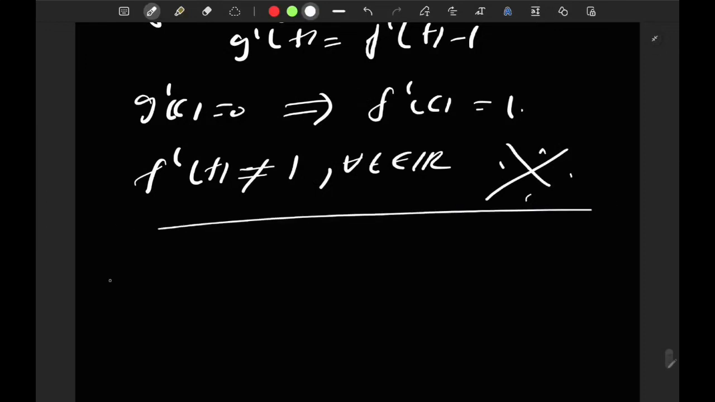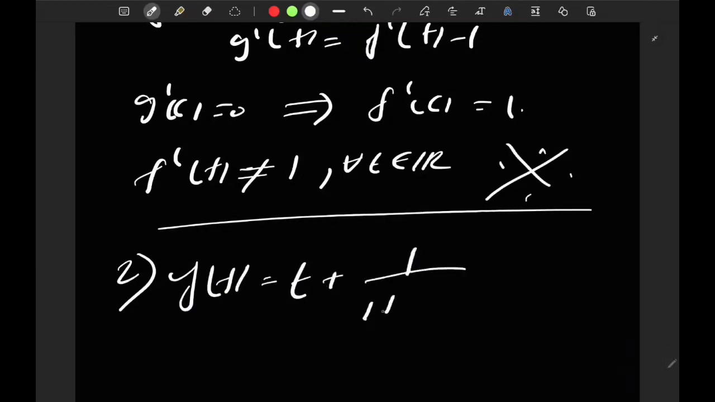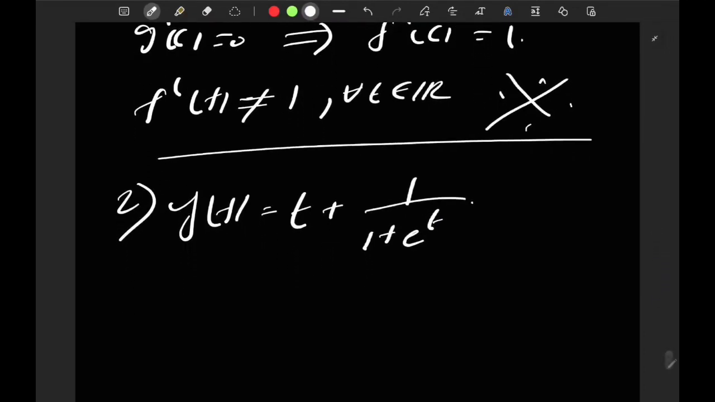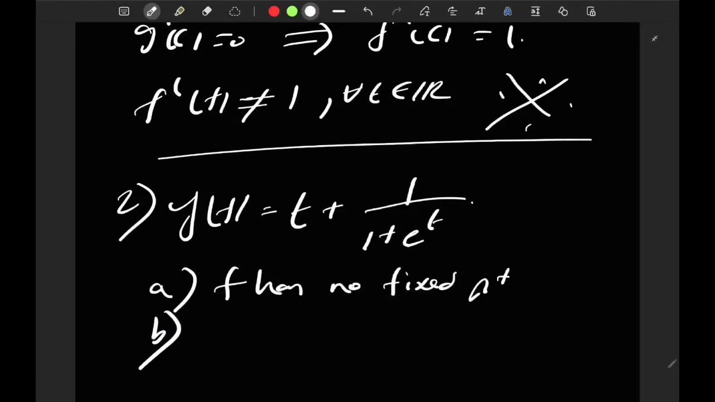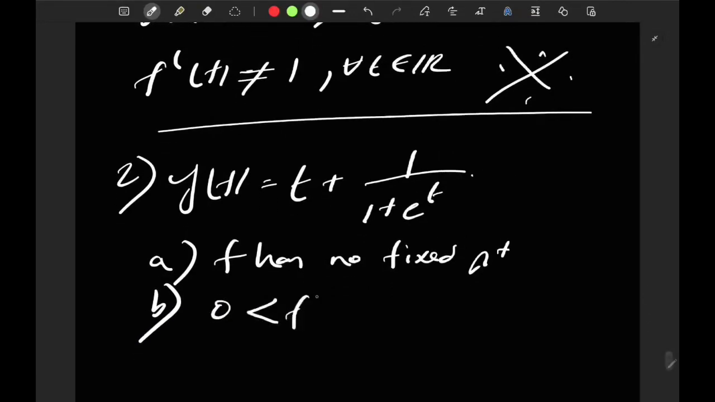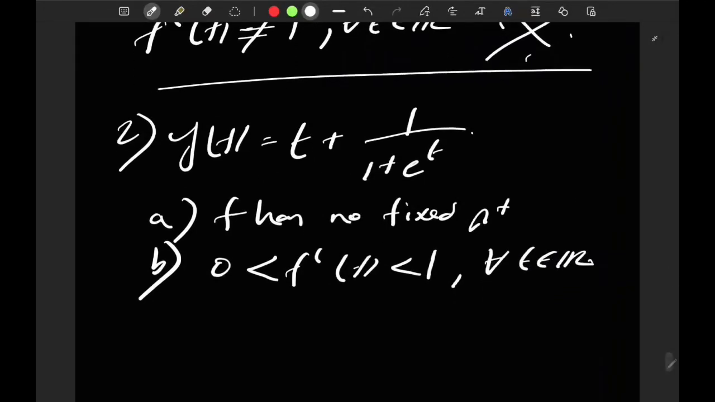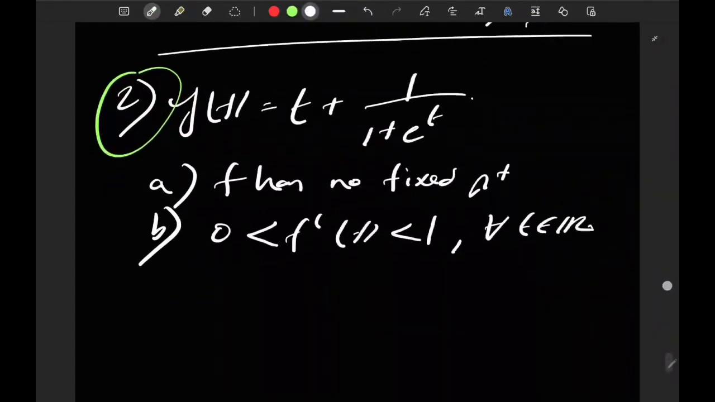Part 2 of this exercise is just about calculation. Given the function f of t equals t plus 1 over 1 plus exponential t, you're asked to show first that f has no fixed point on R, and second, that for all t, f prime of t is between 0 and 1. The moral of this part 2, I'm going to explain after we do part 3. To do this exercise is really straightforward.